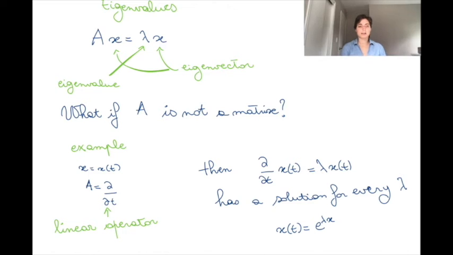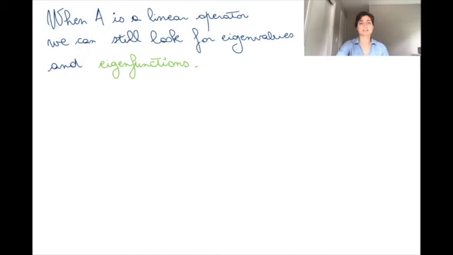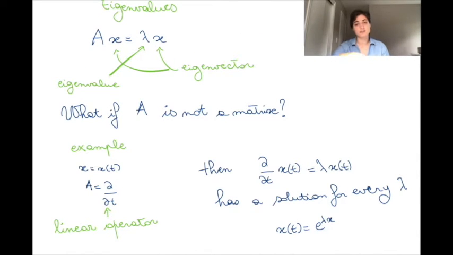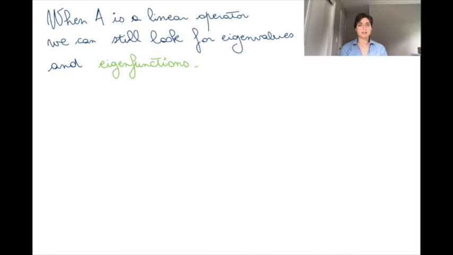We can do this when the problem we're looking at is linear. And then we call d over dt a linear operator. When we have a linear operator, then we can look at eigenvalue problems and try to look for a pair of lambda and X. There is a typo, it should be exponential of lambda t. When A is a linear operator, we can look for eigenvalues. And now the X that used to be an eigenvector is now called an eigenfunction because it's a function.